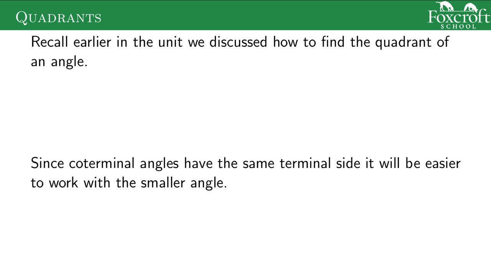All right, so the next thing we'll talk about is quadrants. Just kind of a recall of something we did earlier. Quadrants are where the terminal side of your angle lands, and we have quadrant 1, and we rotate counterclockwise to get the other 4.